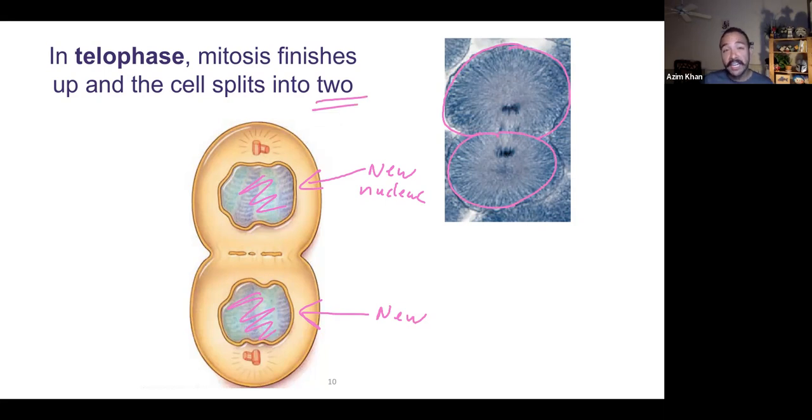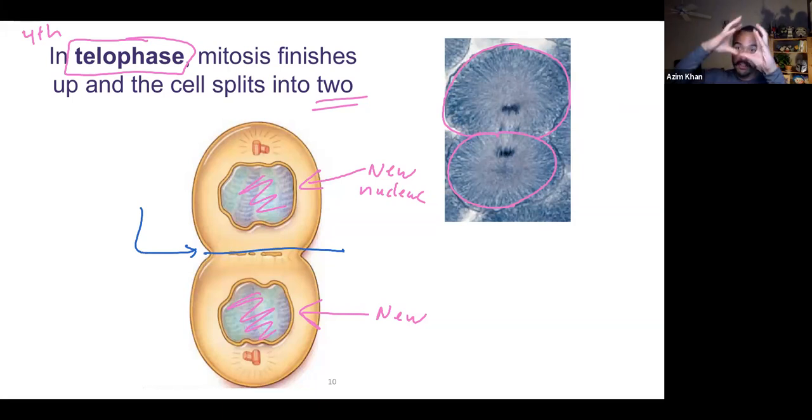The separation of the DNA is called telophase. This fourth phase is called telophase. There is also a term for the physical splitting of the two cells when the plasma membranes pinch in. And remember, the plasma membranes are made of phospholipids. Phospholipids are very malleable. You can just pinch it, and the phospholipids on this side will come together. The phospholipids on this side will come together, and it's all good. Two complete intact cells, just like vesicles pinching off of the rough endoplasmic reticulum.